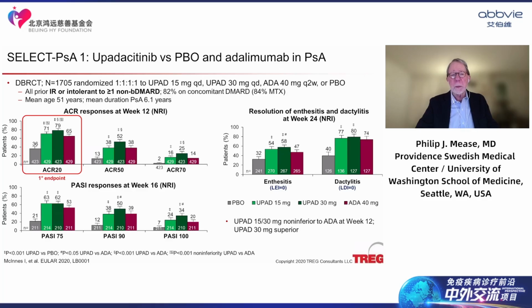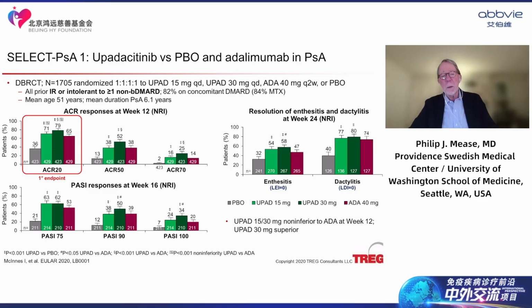And what we're seeing here is the primary endpoint of ACR20 response. Gray is placebo. Light green is the 15 milligram dose of upadacitinib. The darker green is 30 milligrams, and the burgundy color, or maroon color, is the adalimumab reference arm. And what you can see is that upadacitinib was numerically higher than adalimumab, but at least the point is that it was comparable, with very good ACR20, 50, and 70 responses being depicted here.